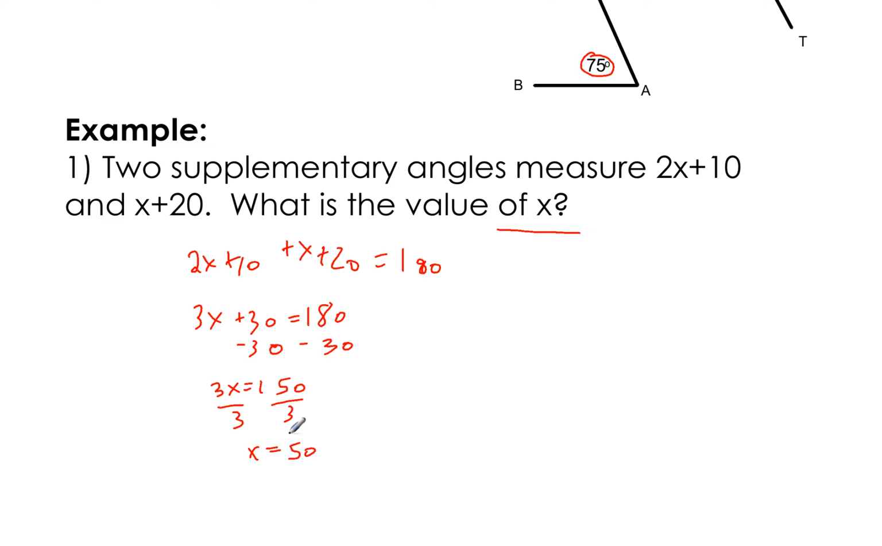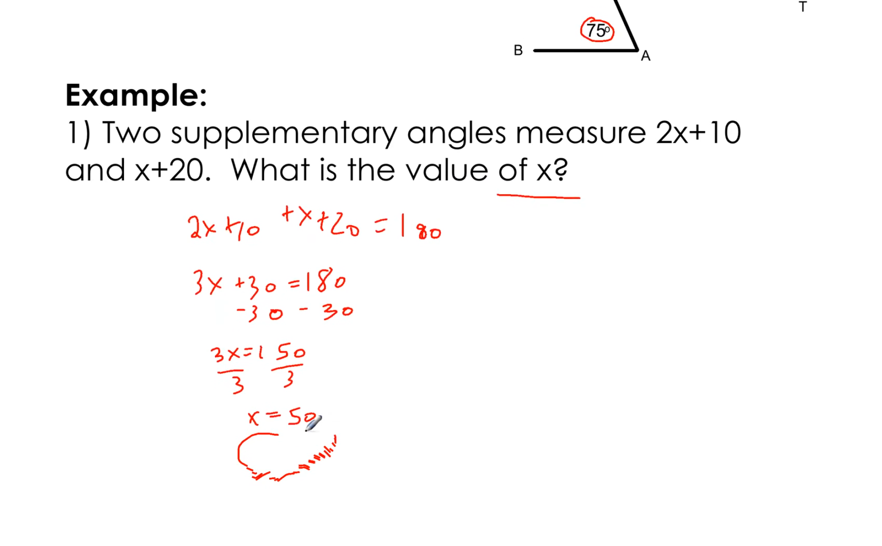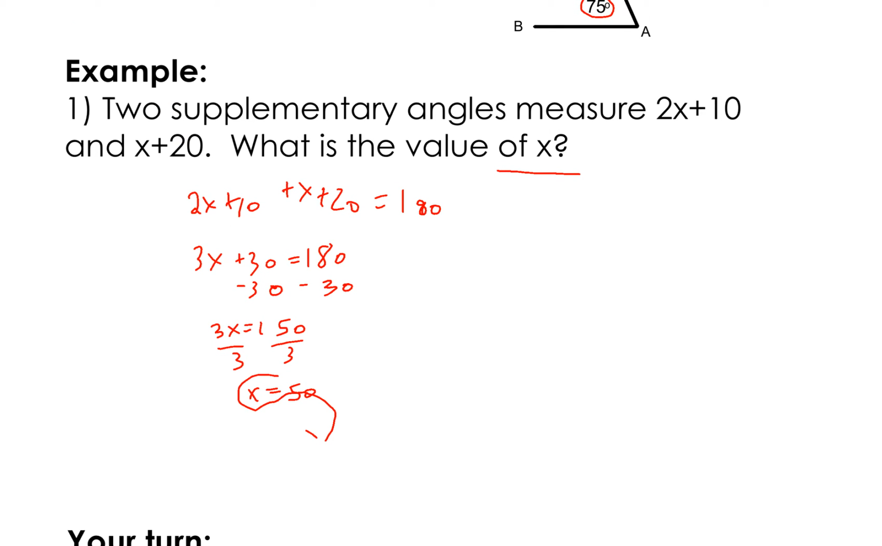Well, we got the value of x, but before we move on to the next problem, we want to make sure that our answer is correct. So we'll circle our answer, but we'll check our work. So this is the check. Is 2 times 50 plus 10 plus 50 plus 20, that's this angle right over here, are their sums really equal to 180?